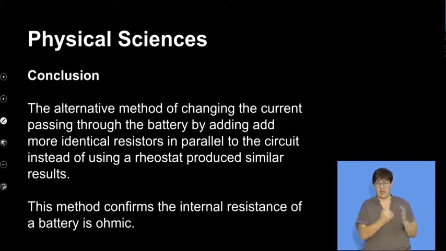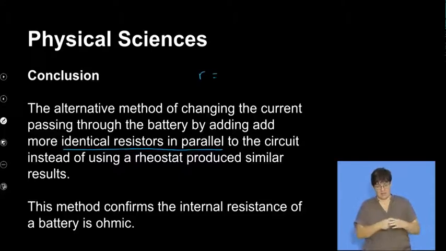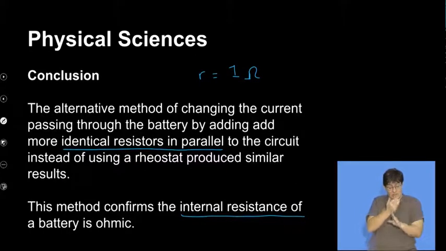So this is a calculation problem. What are we saying? We're saying that the alternative method of changing the current passing through the battery, by adding more identical resistors in parallel to the circuit instead of using the rheostat, actually produced similar results. In the first case, we got an internal resistance of 1 ohm while changing the resistance on the rheostat, and when we add identical resistors in parallel, we also achieve the same effect of decreasing the effective resistance. So what does this say to us? It says that this method does confirm that the internal resistance of a battery is ohmic.